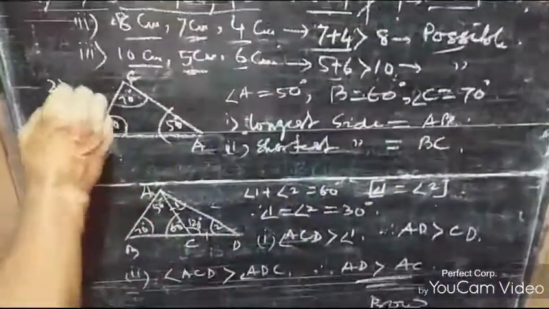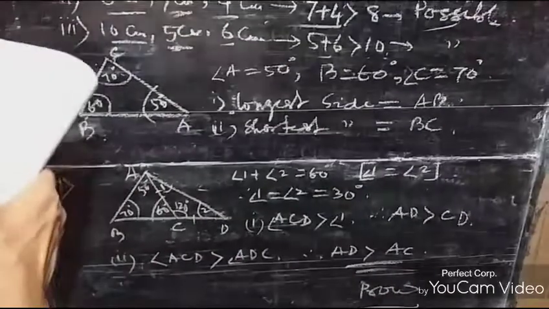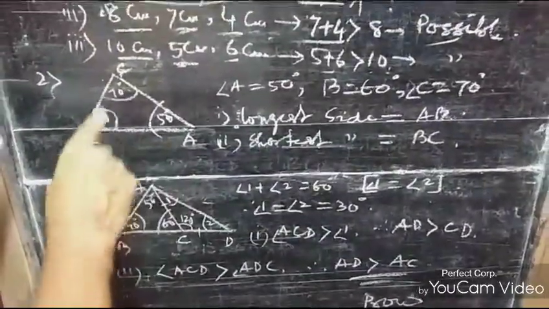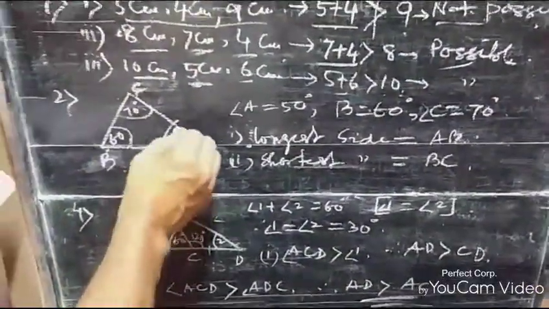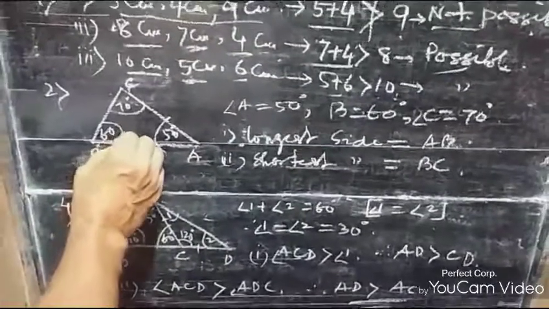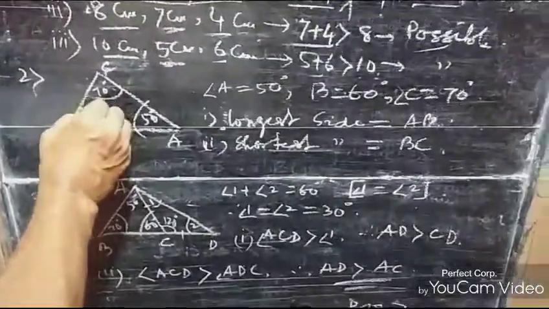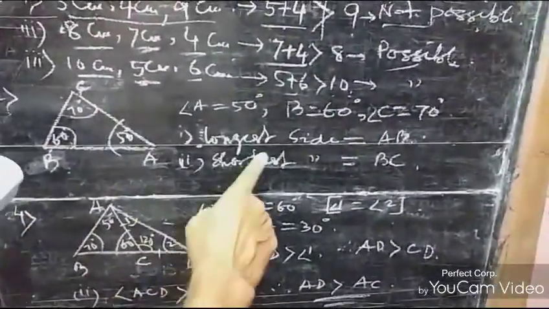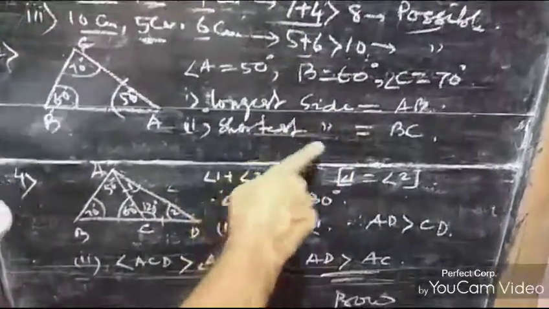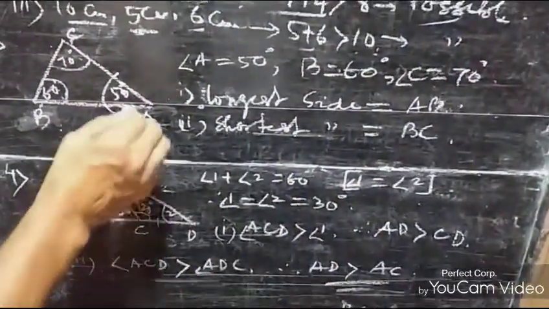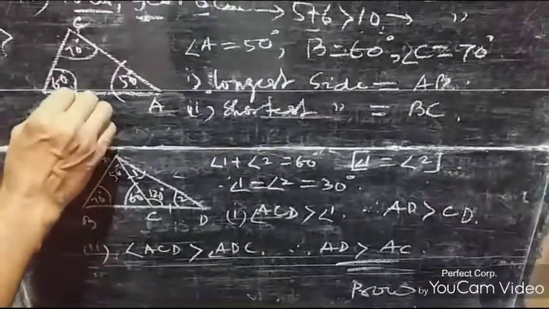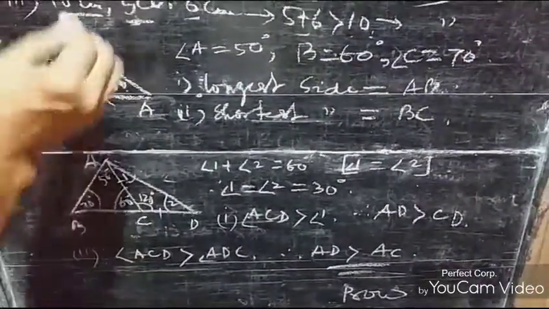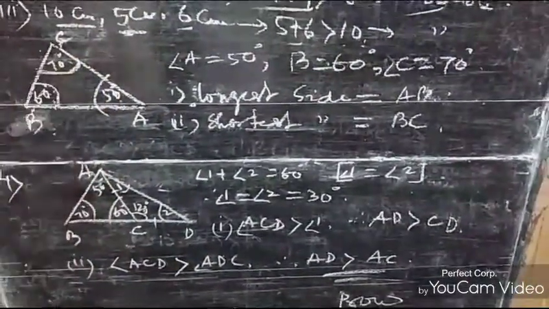Next I am taking number 2. What is it asked for? In triangle ABC, angle A is 50 degrees and angle B is 60 degrees. Then we have to find out the longest side and also the shortest side. If angle A equals 50 and B equals 60, we know the sum of the three angles is 180, so angle C will be 70 degrees.